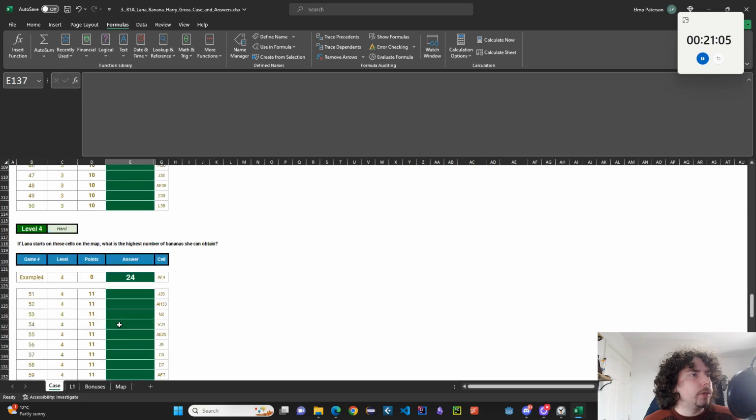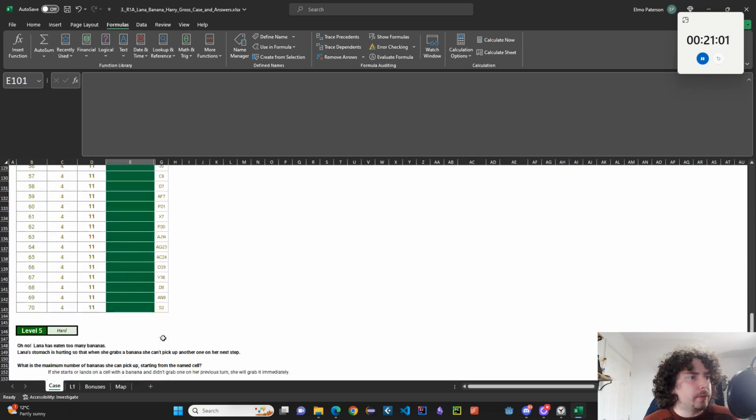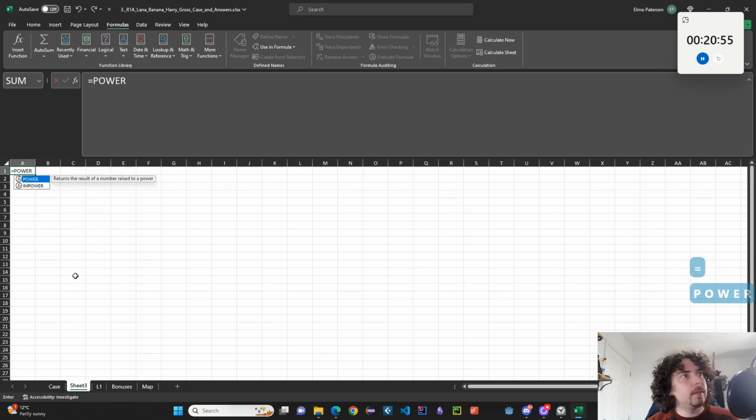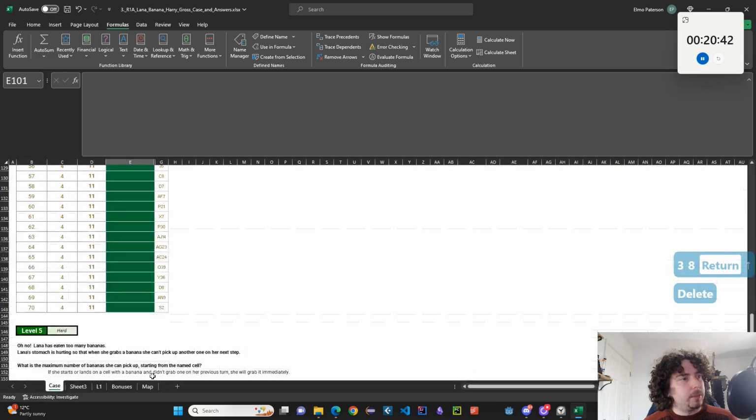Level 4 is level 3, but from anywhere on the map. Okay, just out of interest, how many decisions are there? There are 39 rows, so it's 38 decisions. Yeah, we're not calculating that many options. Okay, we need to find a smarter way of doing this.